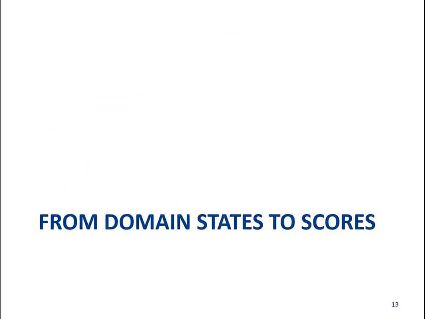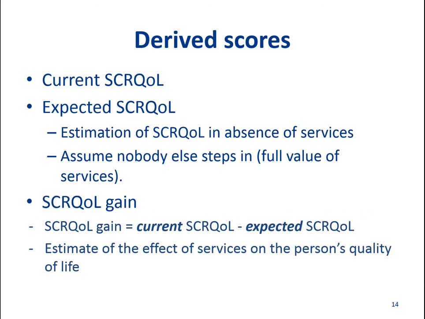Okay, the next section is about moving from these domain states to derived scores. I'm going to spend a little bit of time on this slide. So there are 3 possible derived scores that can be produced using the ASCOT: current social care related quality of life, expected social care related quality of life, and social care related quality of life gain. I'm going to talk you through each one individually.